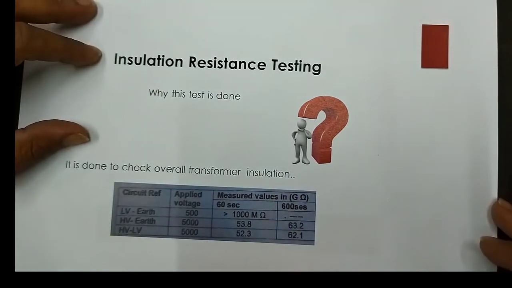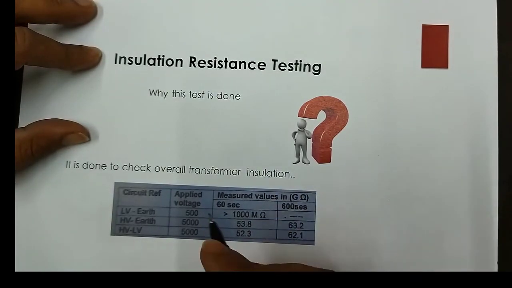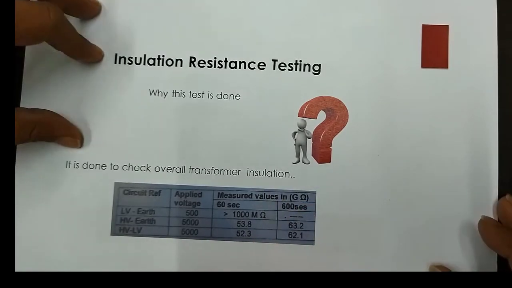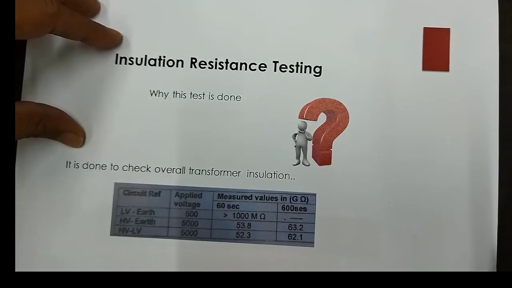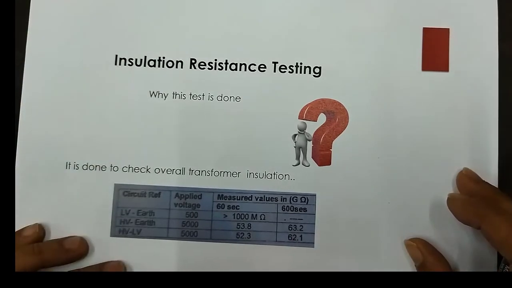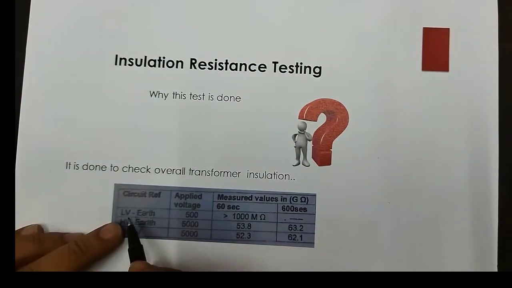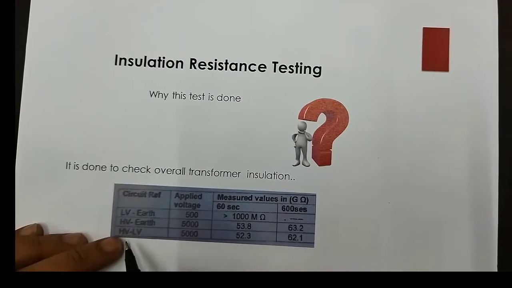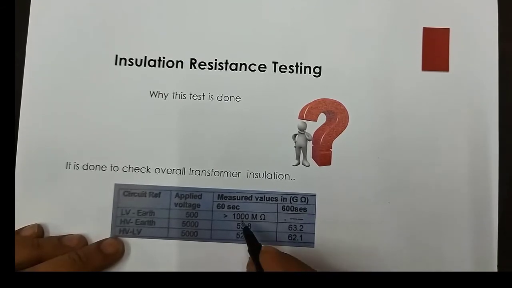Insulation resistance testing. This is also a very important test. You can do this test in the field also. You just need a 5000 volt Megger for LV side to earth, HV side to earth, and HV to LV side. You run the Megger, in the first case for 60 seconds, and in the second case for longer than 60 seconds, and you will get the values. If you get values around these, then your insulation is okay. These values should not be below 30 or 20.